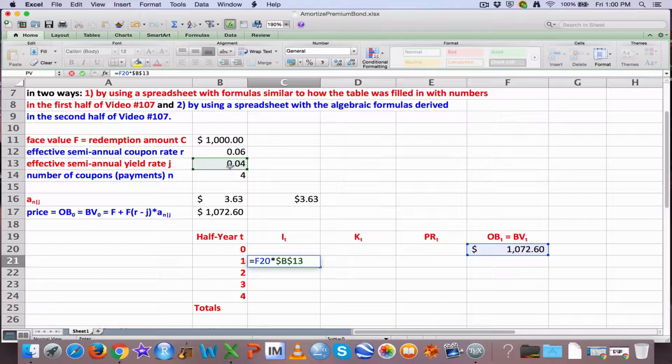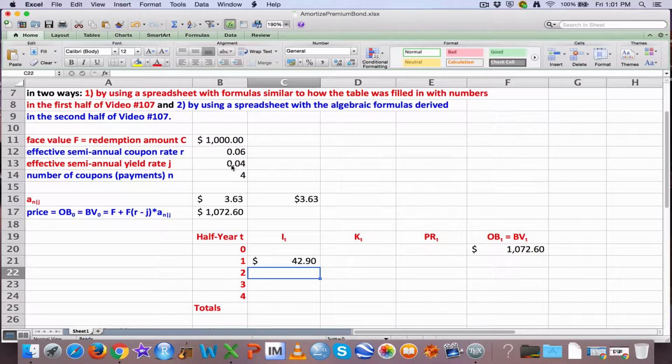Technically speaking, it's only the second dollar sign in front of the 13 that's absolutely necessary there to keep row 13 fixed as I copy and paste downward. The first one in front of the B to keep the column fixed is not really necessary, but it certainly doesn't hurt to put both of them in this context. So $42.90, that's the interest I effectively get from the corporation or government entity at time 1, at the half year.